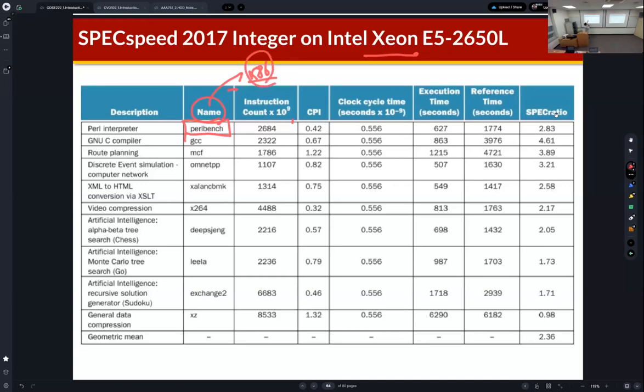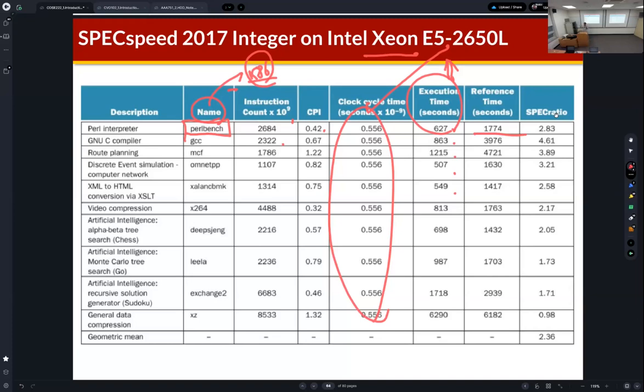So after compilation, we can measure the number of instructions for this benchmark. And then the CPI and the clock frequency are the same because the hardware is the same. Then we can measure the execution time here. This execution time is the execution time by the Xeon CPU. Okay, then what is this time? It's the reference time.